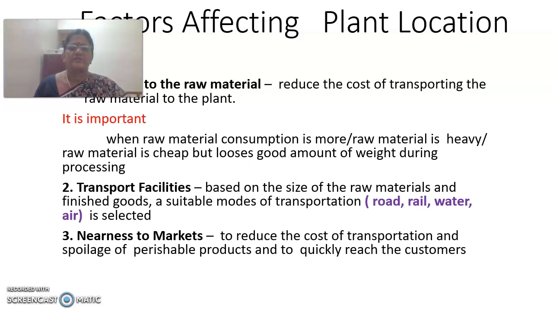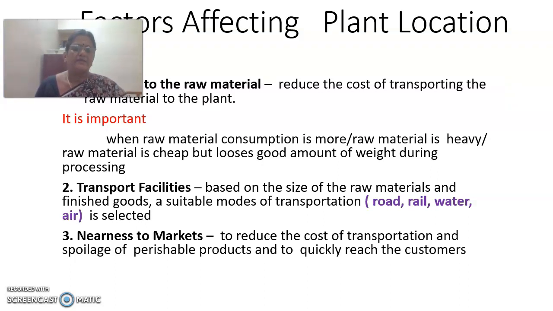Nearness to the raw materials. A plant has to be nearer to the availability of the raw material in order to reduce the cost of transporting the raw material to the plant. It is important in some cases when the raw material consumption is more, that means in terms of quantity. The raw material is heavy, that means in terms of the weight. The raw material is cheap but loses a good amount of weight during processing.